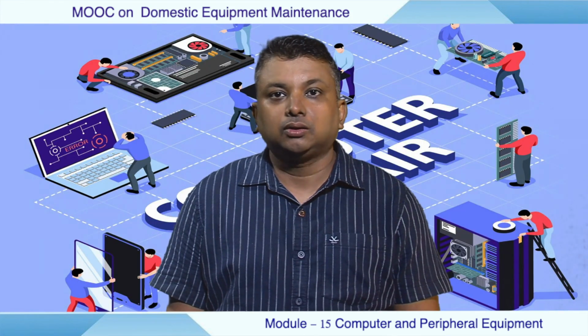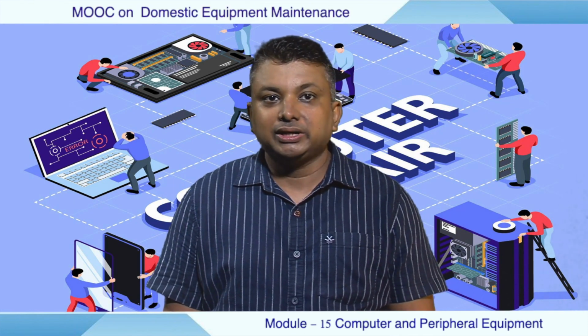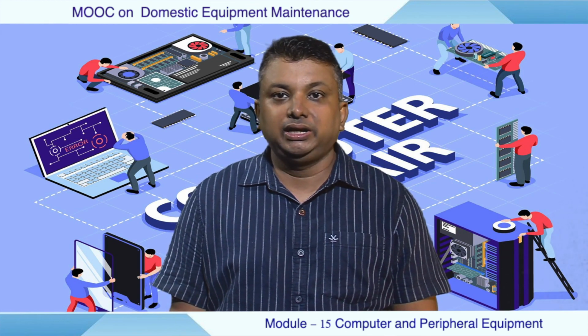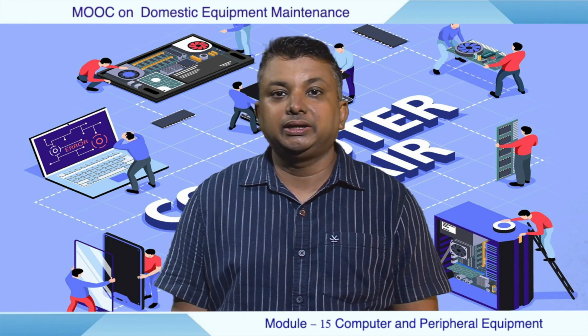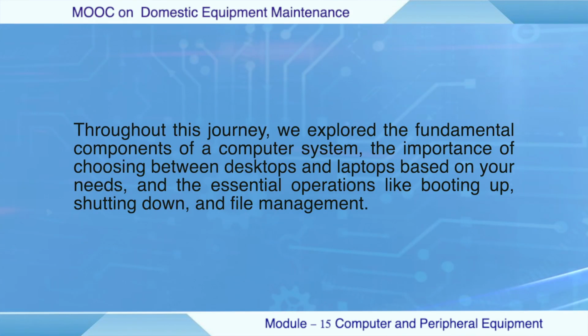We have reached the conclusion of our presentation on desktop and laptop computer system operation and maintenance. We have covered essential aspects of understanding, operating, and maintaining these indispensable devices. Throughout this journey, we explored the fundamental components of a computer system, the importance of choosing between desktops and laptops based on your needs, and essential operations like booting up, shutting down, and file management.